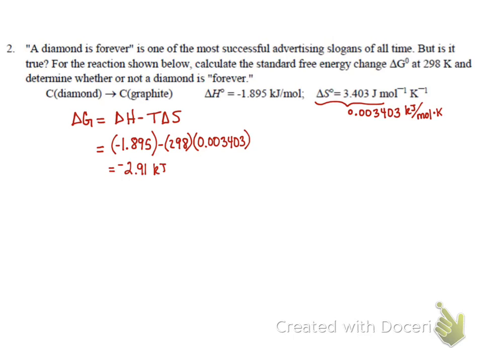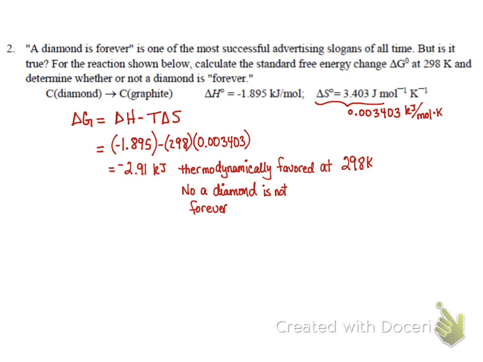Be really careful with signs. So delta G is minus 2.91 kilojoules, which, because it's negative, means that this process is favored thermodynamically. So therefore, diamond is not forever. However, it doesn't tell you that it's fast. This process will take millions of years. So yes, it's favored, but no, it's not quick.